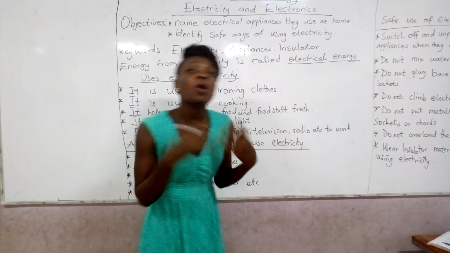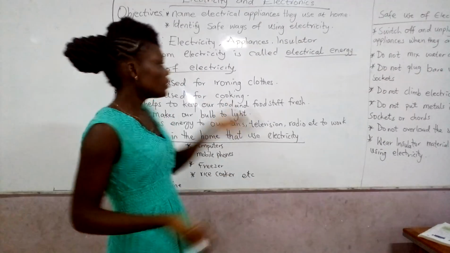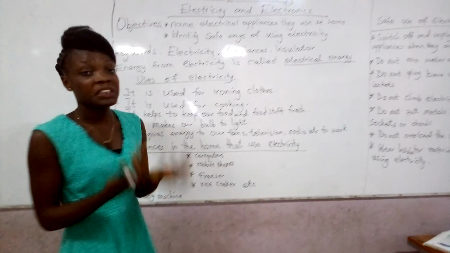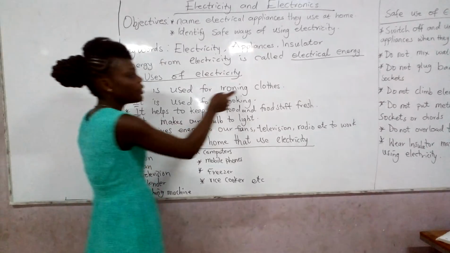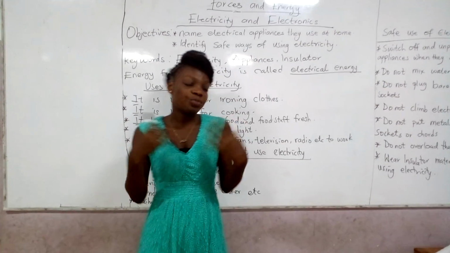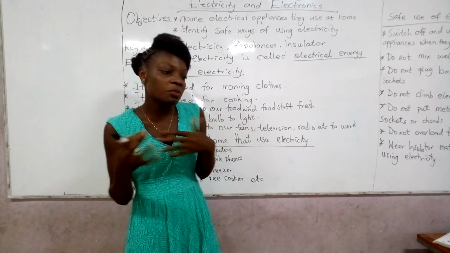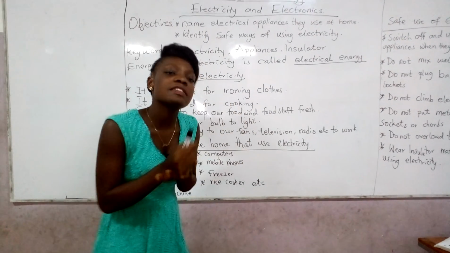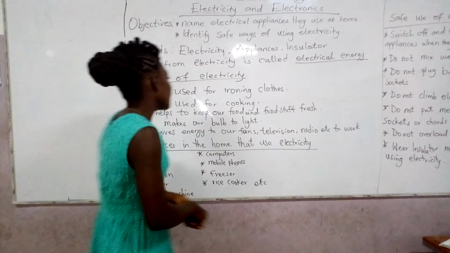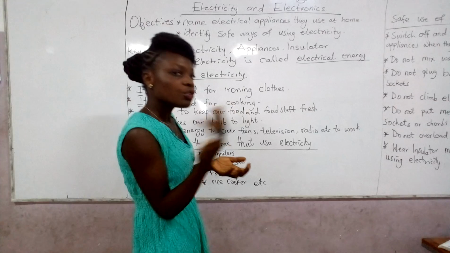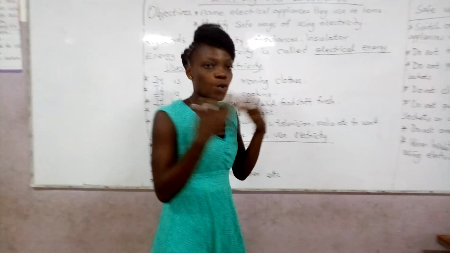electricity. Now in our homes we use electricity for a lot of things. The first use is for ironing clothes. When you've washed your clothes and they're dried, sometimes they are crumpled, so you iron them and they become straight. And then it is used for cooking, for those of us that have an electrical cooker.